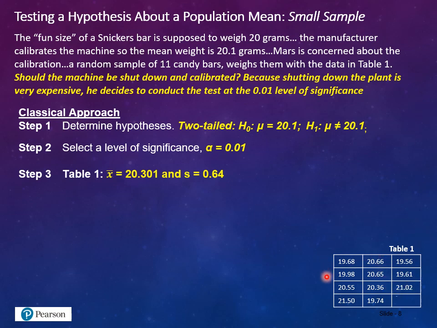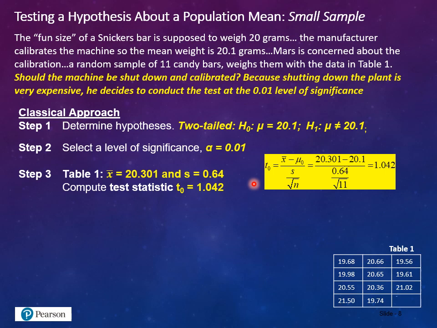The first thing we want to do is find the average weight from the 11 candy bars selected, and we get the mean of the weight is 20.3. And we want to get the standard deviation for the 11 candy bars, and that equals 0.64. From there, we're going to compute our test statistic: x bar minus our population mean, all divided by the sample standard deviation divided by the square root of n, which is the number in our sample size. You see the calculation to the right, and we get 1.042.